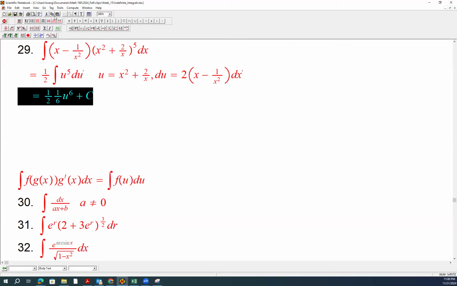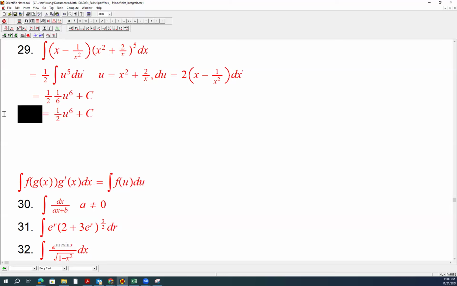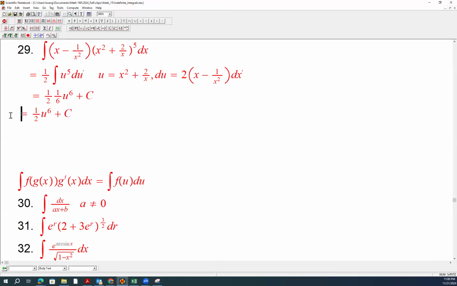Let's just write another line. Okay, 1 over 12. So this is going to be 1 over 12, and u will be replaced by its equal in terms of x.